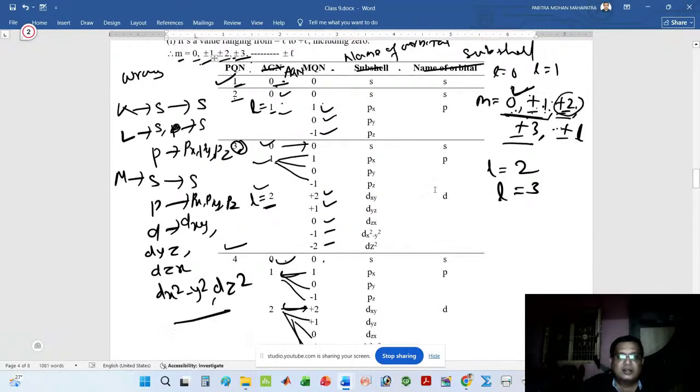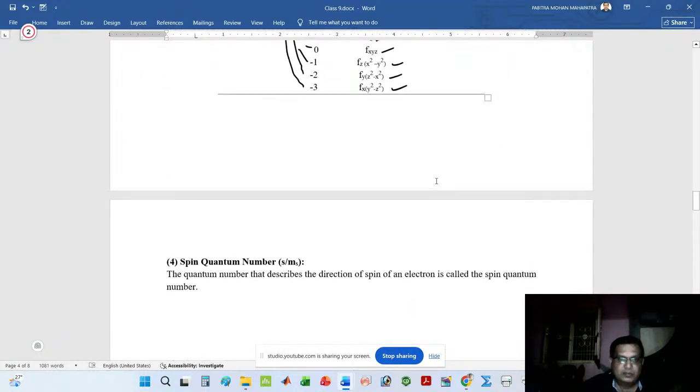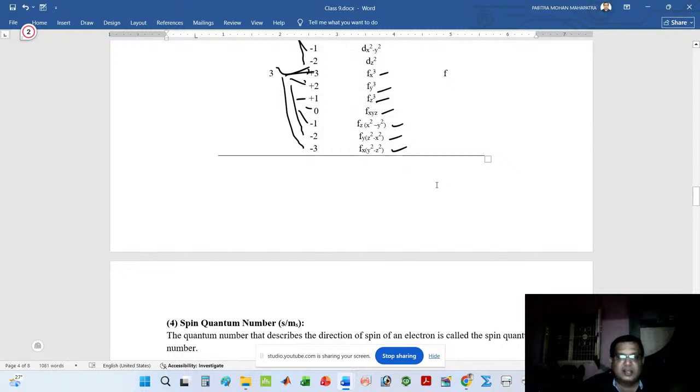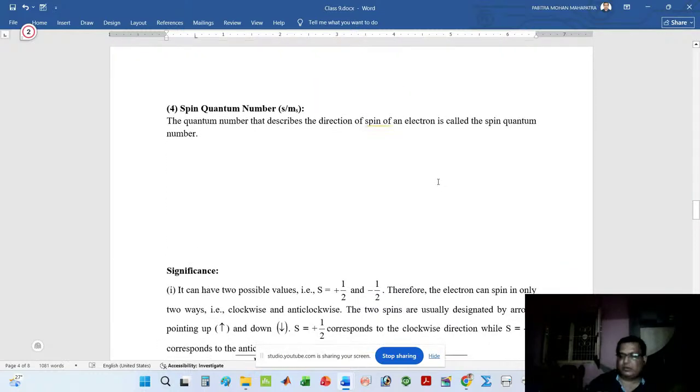These are the magnetic quantum number. Next, I want to move to the spin quantum number. Don't worry about the magnetic quantum number. When I do different types of problems, you will clearly understand what an azimuthal quantum number is, how they are numbered, what the principal quantum number is, how they are numbered, what a magnetic quantum number is, how they are numbered. You will clearly understand when I do the problems.